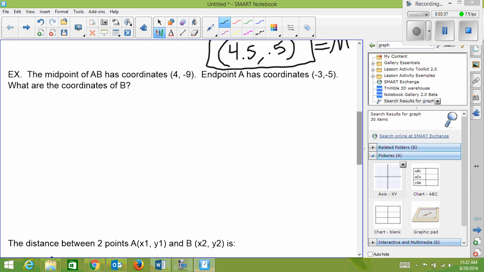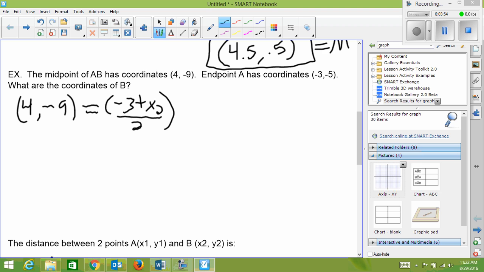So you're going to say that, since we know the midpoint, 4, -9 equals -3 plus whatever my x2 is, divided by 2, and -5 plus whatever my y2 is, divided by 2. And so if I just go through and solve this, we're just going to use the x part of it first.